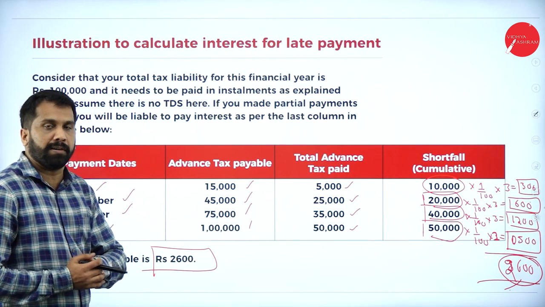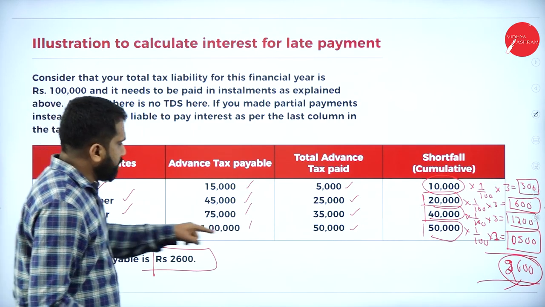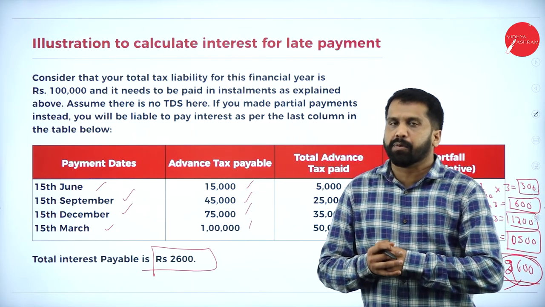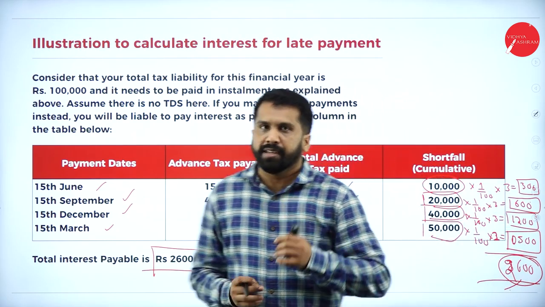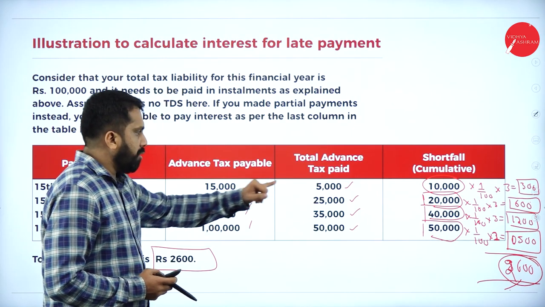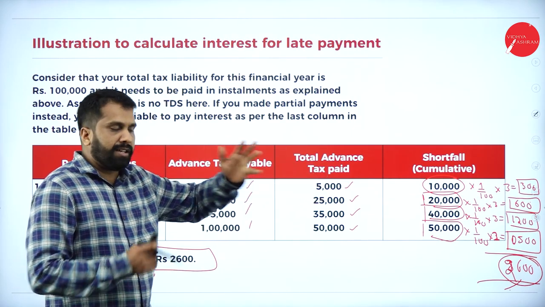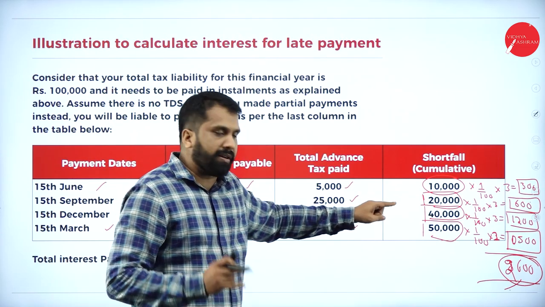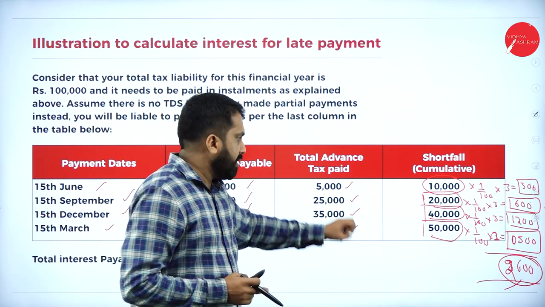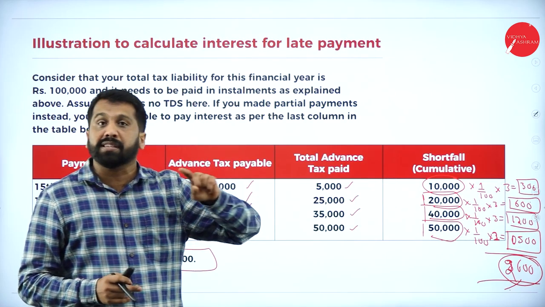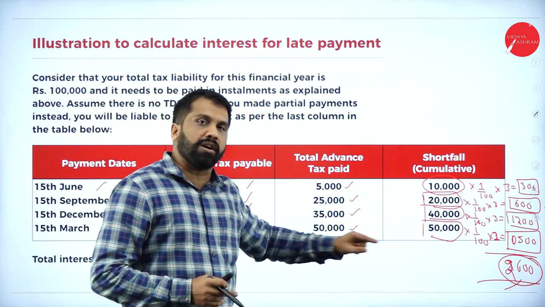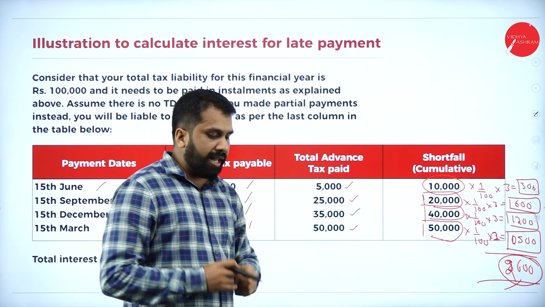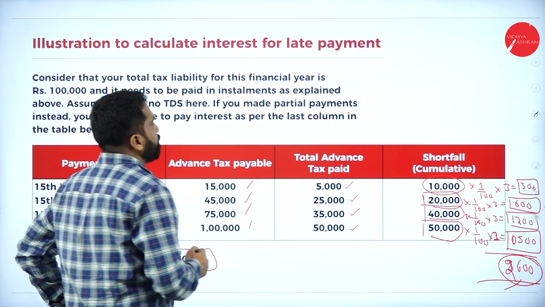2,600. Hope you are clear. Yes. Now, this is all about your calculation of interest. Easy or very easy? Very easy. What is supposed to be paid? How much paid? Take the difference. First installment into 1% for 3 months. Second installment into 1% for 3 months. Third installment into 1% into 3 months. Last installment into 1% for 1 month. Why is it 1 month? I'll tell you the logic also for that.